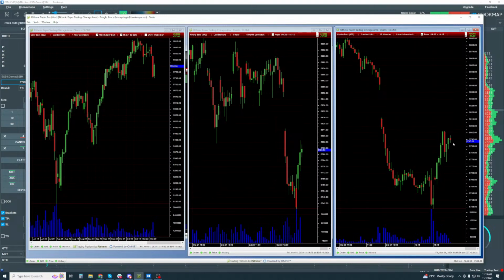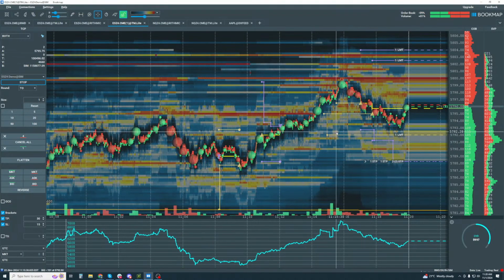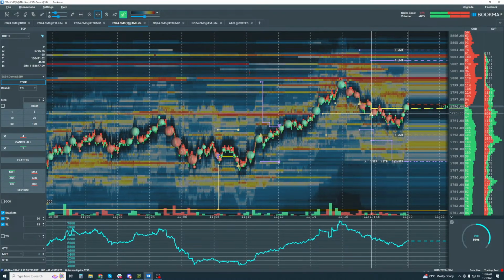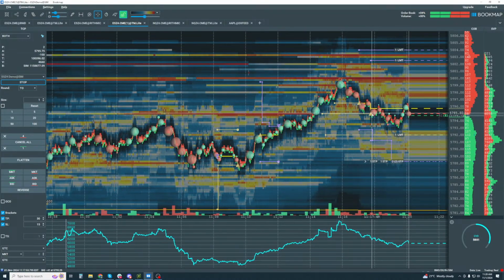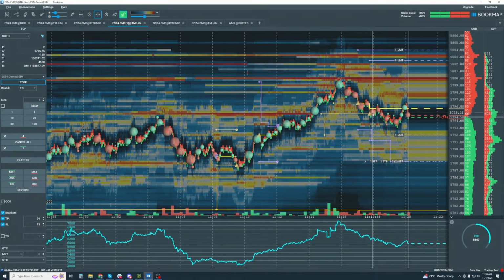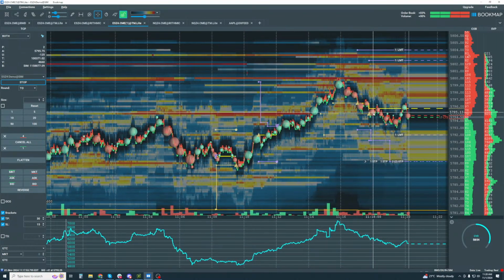So we're looking for a pullback, and we're looking for a move back up again to the top high of the day. And that's what we're looking for. What else can we do now? Well, not much. Now it either works out or it doesn't.